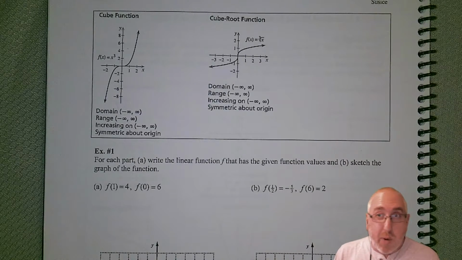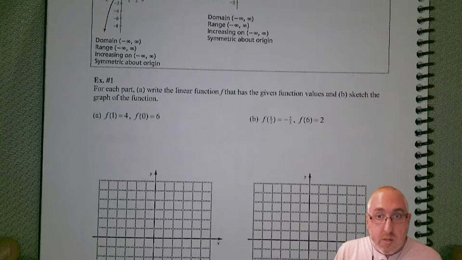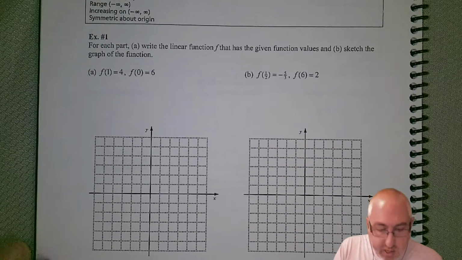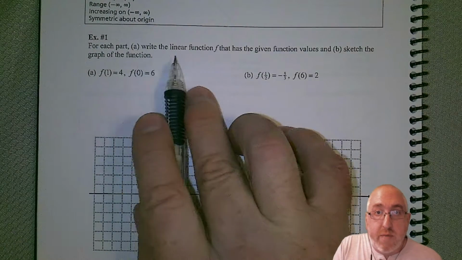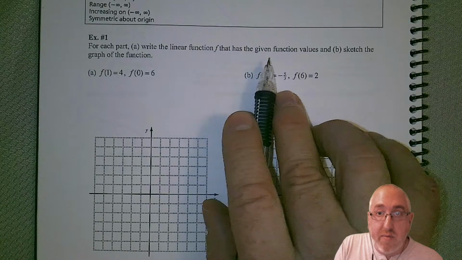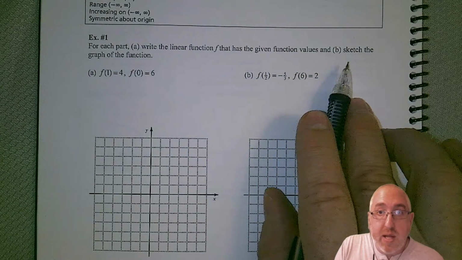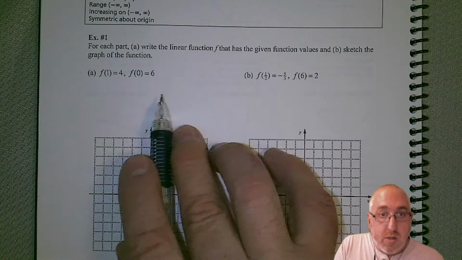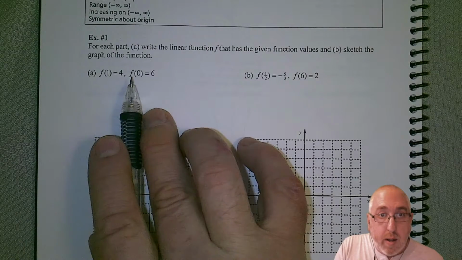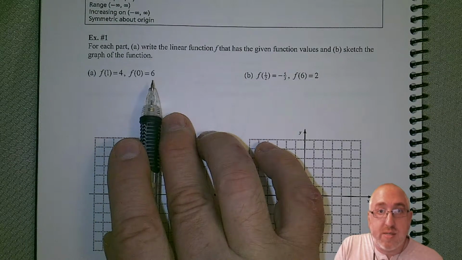Okay, so let's take a look at some problems that you'll see in this section. So the first one we have, for each part, write the linear function f that has the given values, and b, sketch the graph of the function. So we got f of 1 equals 4, and we got f of 0 equals 6.